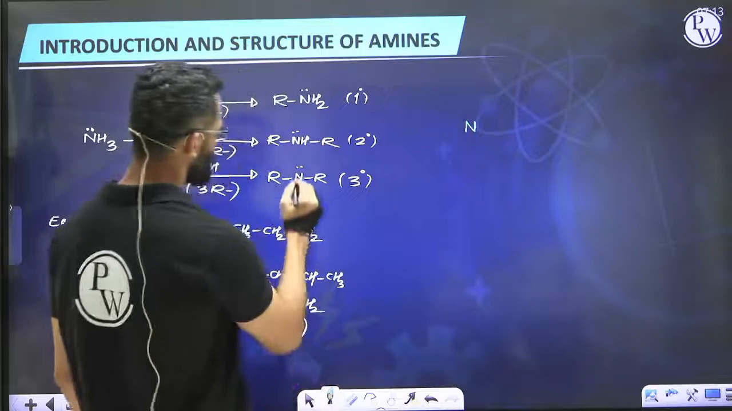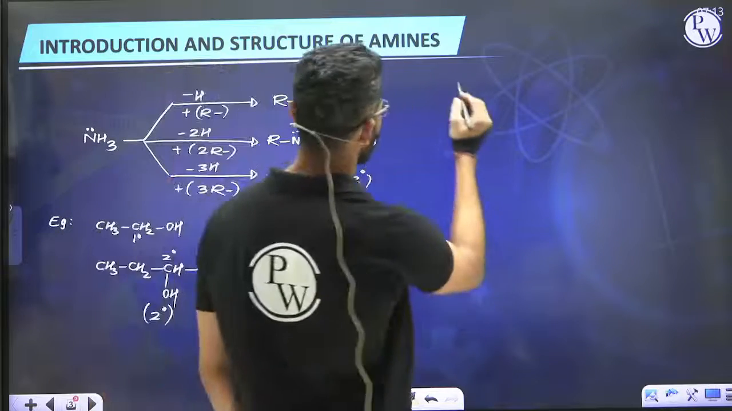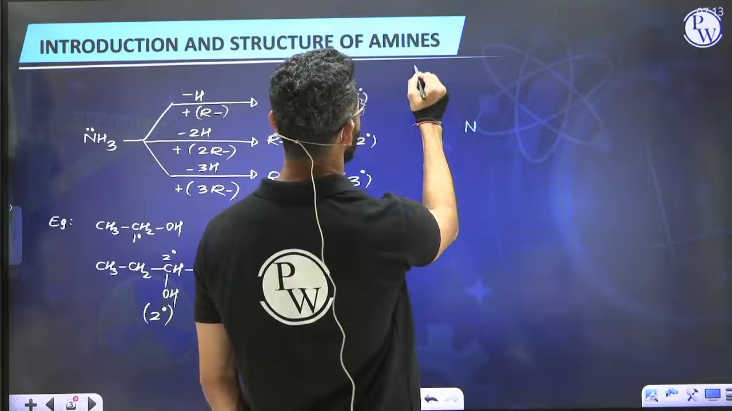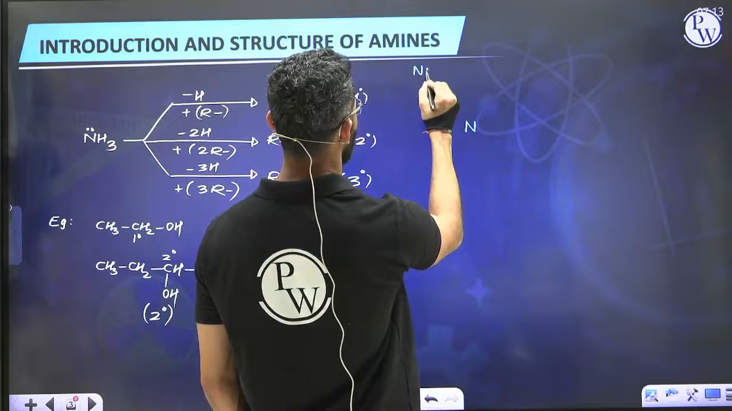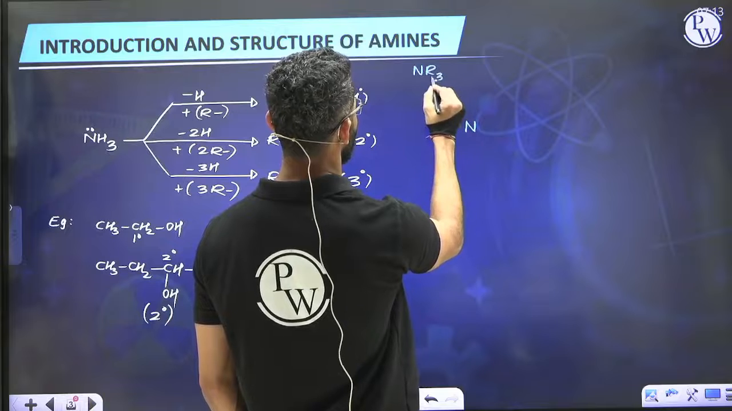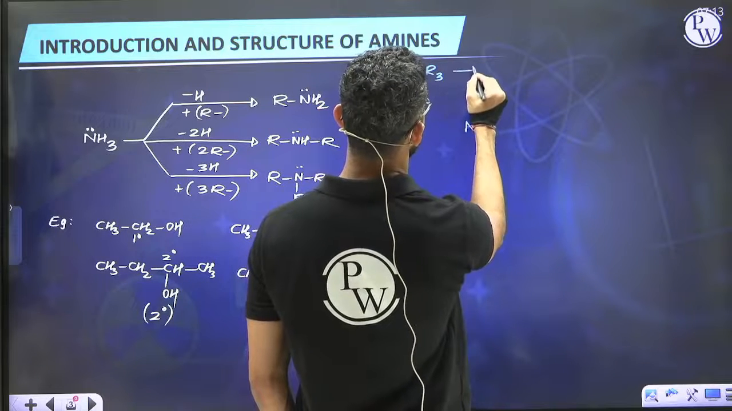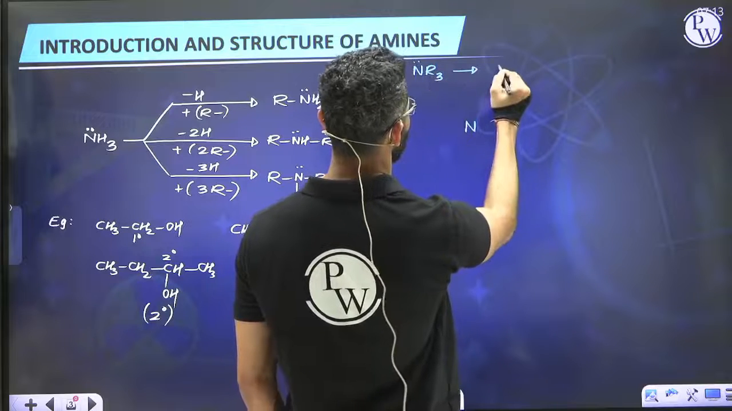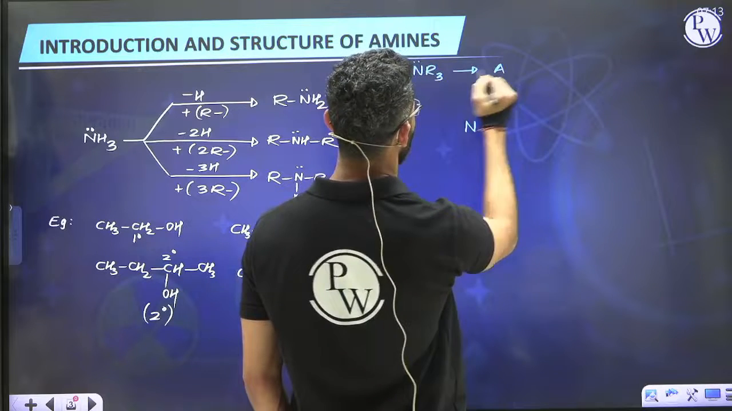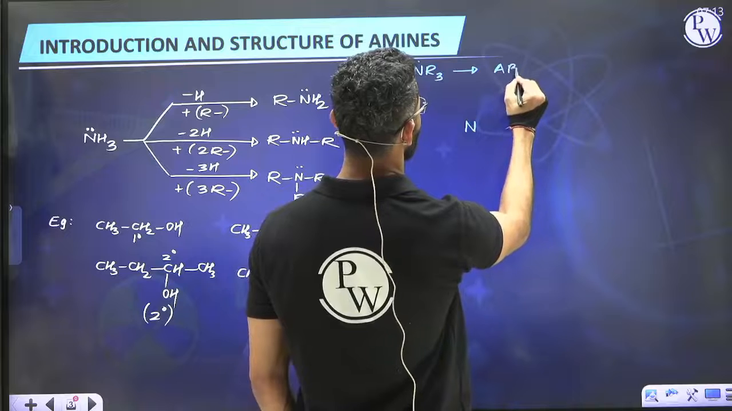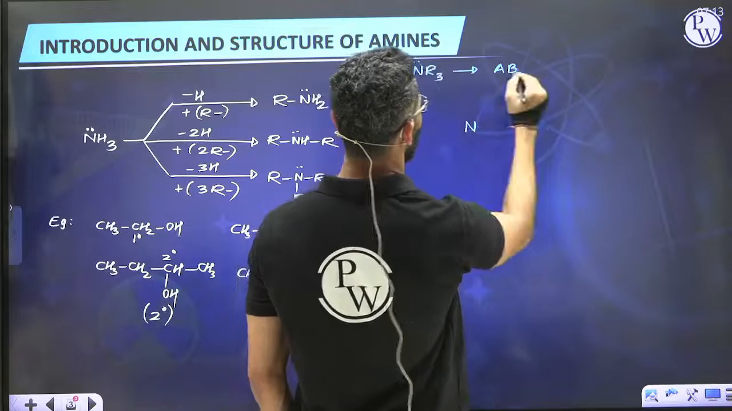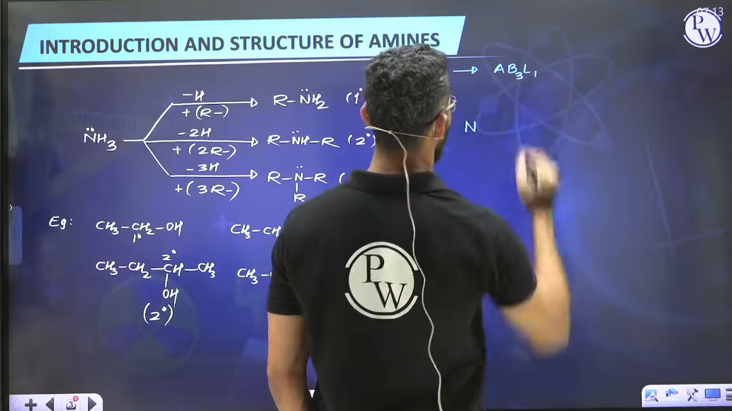has 3 bond pairs. Well, structurally, if I talk now, NR3 rather, here the central atom nitrogen, let's assume it to be A, has 3 bond pairs, so I'm writing it as B3, and 1 lone pair, so I'm writing it as L1.